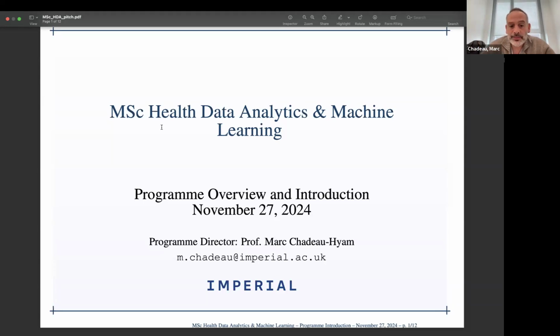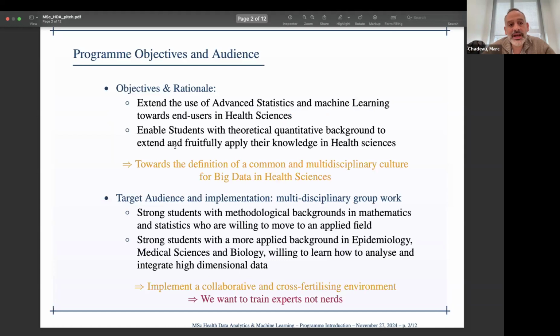So briefly, why have we developed this program? In 2018, we started developing and offering this program because we realized that there was a gap between emerging methods and advanced statistical, machine learning, and AI approaches being developed in the field and not necessarily being used in real-world settings to address health questions.